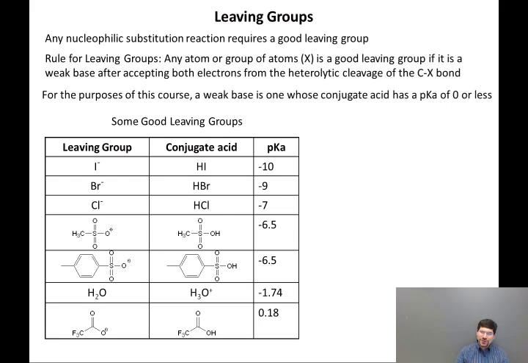Finally, water is a good leaving group. Its conjugate acid is H3O+, which has a pKa of -1.74. And to round out the list, the trifluoroacetate anion, CF3COO-, which is the conjugate base of trifluoroacetic acid, that has a pKa of 0.18. Remember this, the inductive effects of those three fluorines make the trifluoroacetate a weaker base than plain old acetate, which is not really a good leaving group.